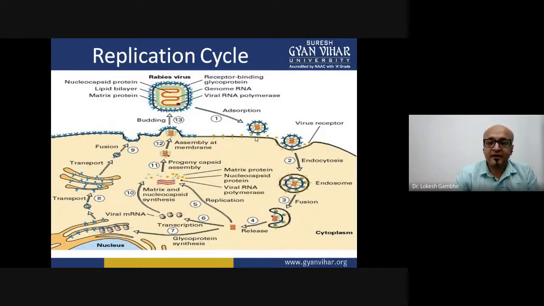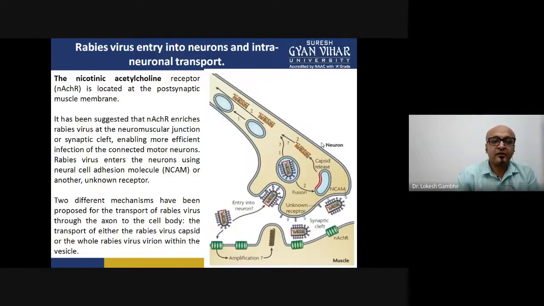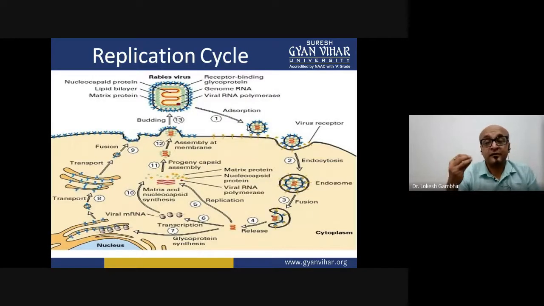Now, when it attaches to that receptor, I'm talking about the nicotinic acetylcholine receptor, there is conclusive evidence that this receptor is the major receptor of this virus, although people have also reported certain different kinds of receptors. Now, this virus will attach to that receptor, and there will be a membrane invagination. The membrane invagination will be mediated by the clathrin proteins, and receptor mediated endocytosis will be performed.